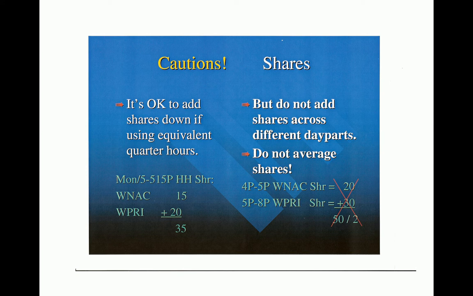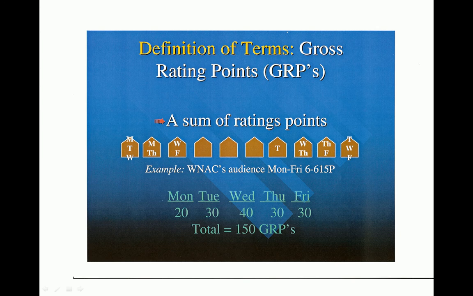We move forward here, hoping that the slide will make the transition. And we have gross rating points, the GRPs, and we want to determine what that really is through a definition. Bottom line, it's a sum of ratings points. Here is WNAC's audience from Monday through Friday from 6 to 6:15, and we're going to look down at the ratings. These are ratings, even though there are no decimals. On Monday they had a 20. Well, why is that? You see Monday once, Monday twice.